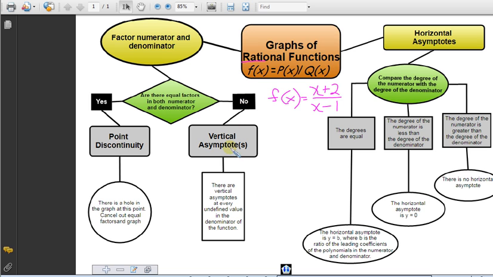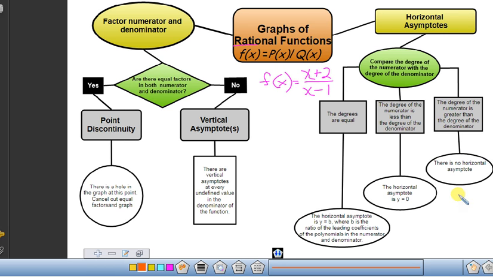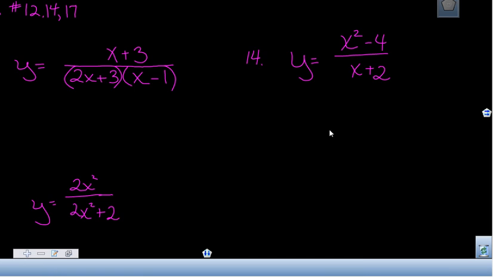So more than likely we have a vertical asymptote. And that vertical asymptote occurs at the undefined value. So we have a vertical asymptote at x equals 1. In other words, a vertical asymptote is a vertical pole, so to speak, that the graph approaches but does not cross over. So let's take a look at a few examples from homework.